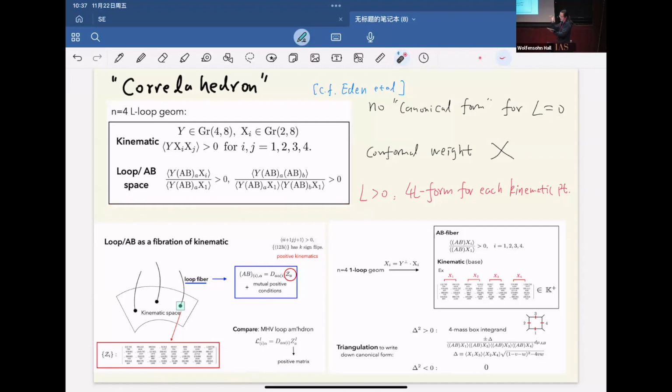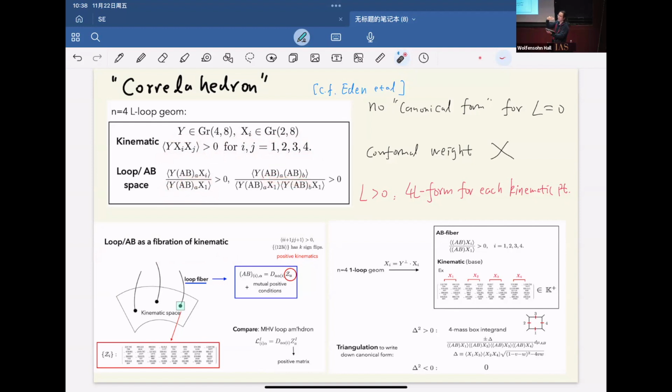There's really a very strange way that we compute these things, based on considering these loop forms as some kind of fibration of the tree-level kinematics. So here the kinematic space is really simple. You have some Y that lives in G(4,8), and all these bitwistors that live in G(2,8), and you ask them to be positive. There's no sign flip condition anywhere to be found. And at loop level, you're basically asking these Y_AB, X_i, and Y_AB, A'B' to be positive.